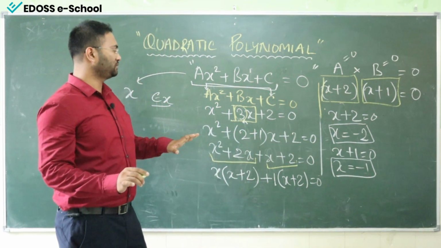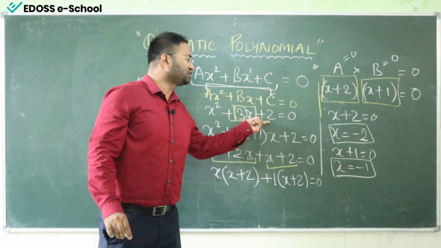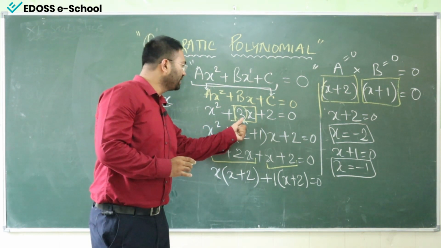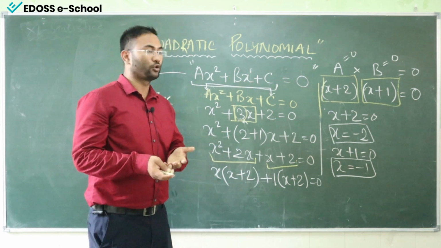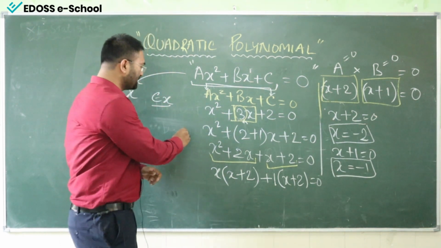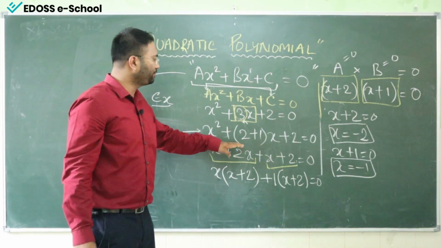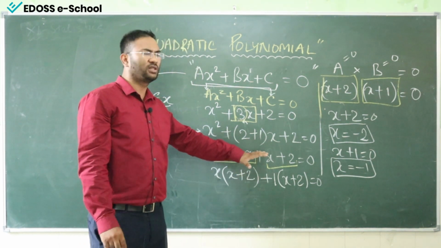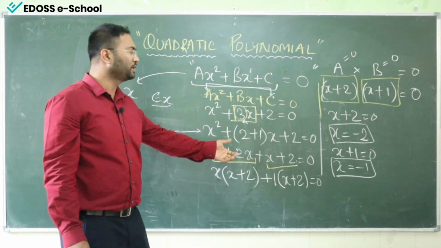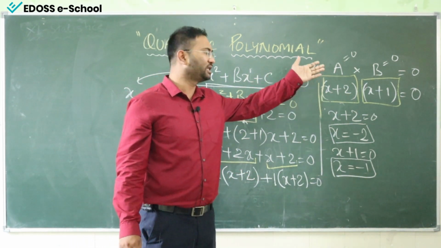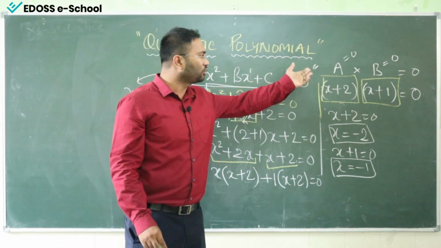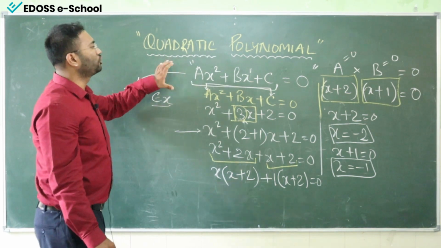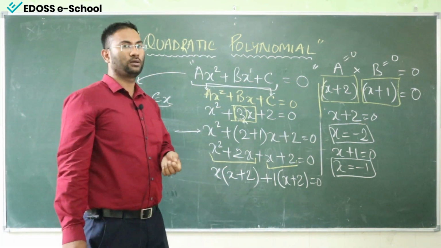The first step: a and c have to be multiplied. The product of them has to be thought of as helping this particular middle term to be split. This is the only step which has the methodology of splitting the middle term, and the rest of the things are very common in mathematics, where we have to take common factors, then assume it equal to 0, and then take out the values from those factors. So this is how the concept of splitting the middle term works in a quadratic polynomial.